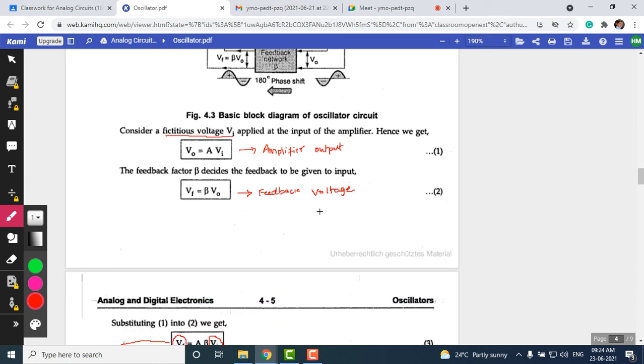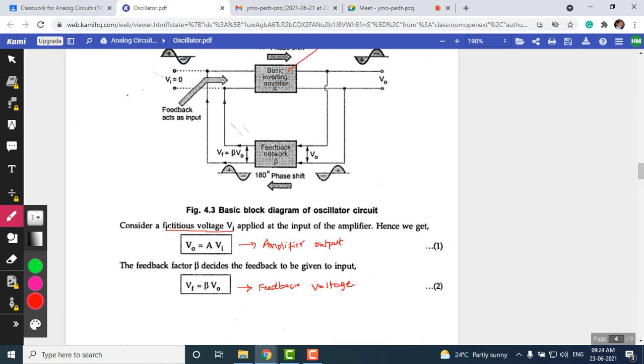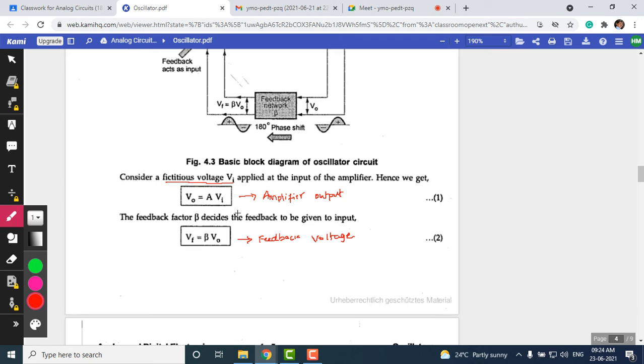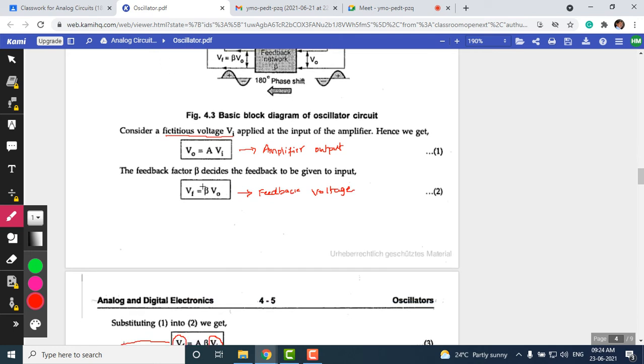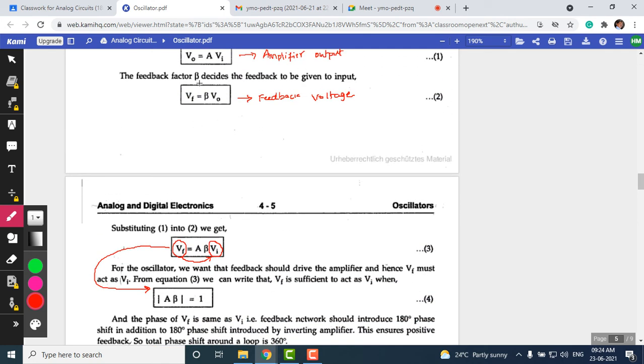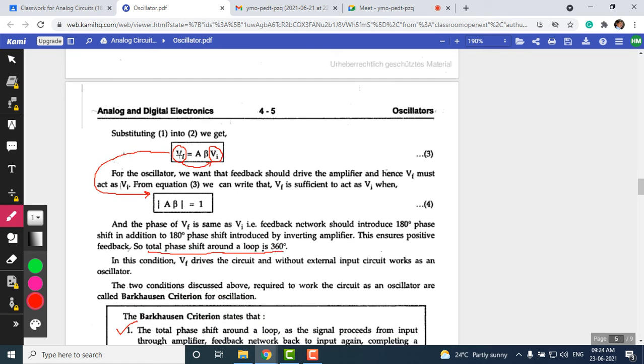Now let us apply a temporary voltage, called a fictitious voltage, Vi, at the input of the amplifier. The output of the amplifier circuit, V naught, now becomes A times Vi. The feedback voltage is Vf equal to beta times V naught, as we have seen. We can substitute V naught in this feedback voltage expression, and we get Vf equal to A beta times Vi. Students should pay attention to this equation.